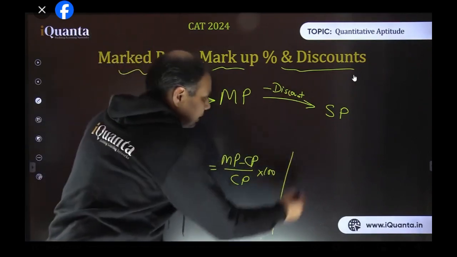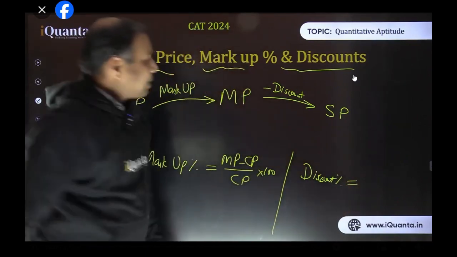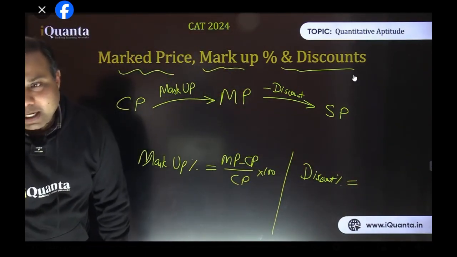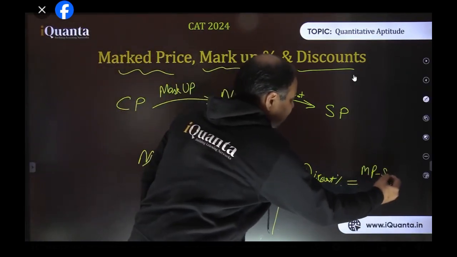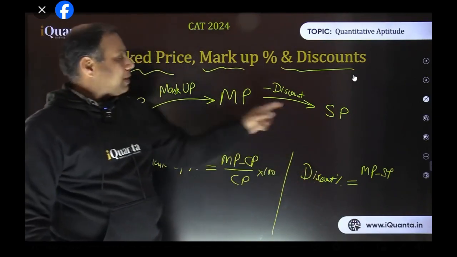Fine. Now, how to calculate this discount percentage? Discount percent. Please tell the similar result. How will you calculate discount percent? Yes, MP minus SP upon MP, right? So the discount is the difference between MP and SP. MP minus SP is the amount of discount, how much discount we have given. Now how much percent, that needs to be compared with MP, right?